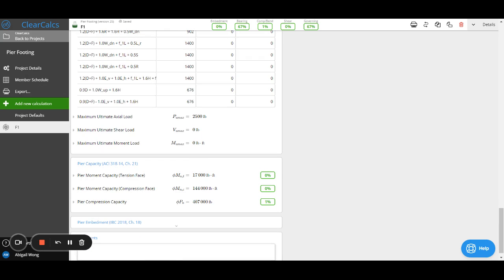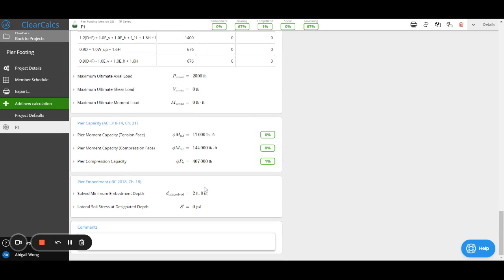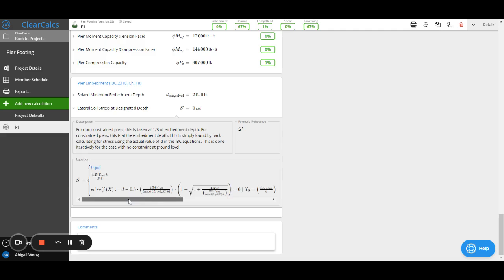The moment calculations both assume no axial forces and are both in accordance with ACI 318.14. Lastly, in pier embedment, we solve for the minimum embedment depth and the lateral soil stress at the designated depth. Both of these are calculated based on one of two equations, whether or not your soil is constrained.